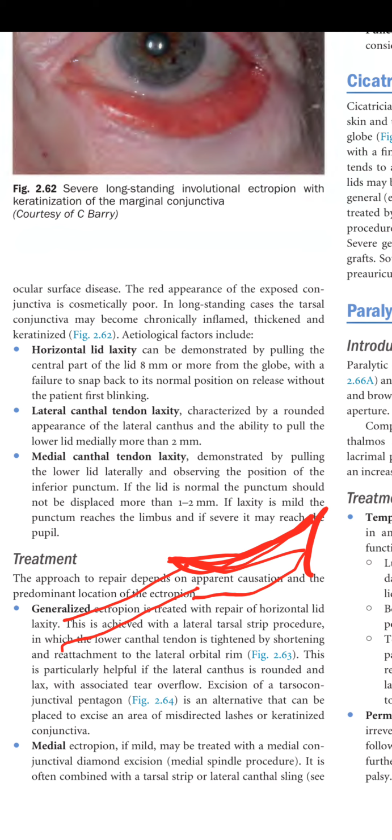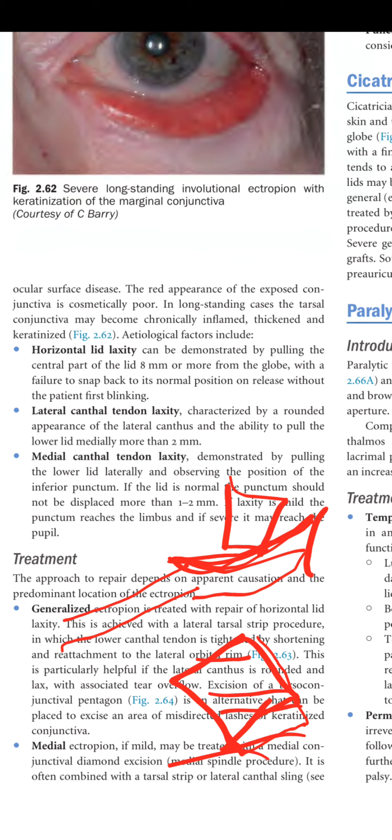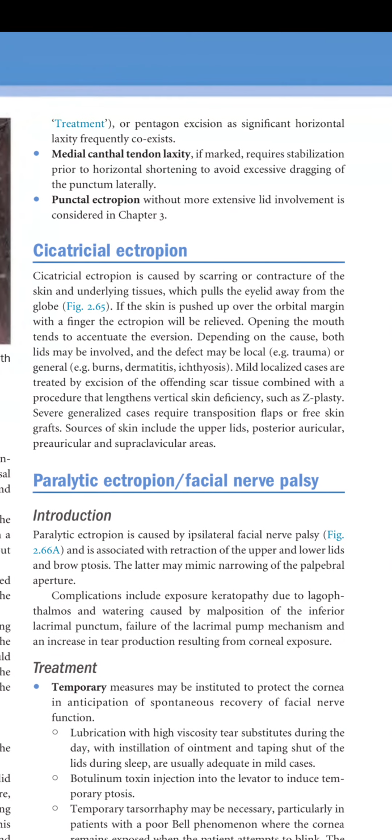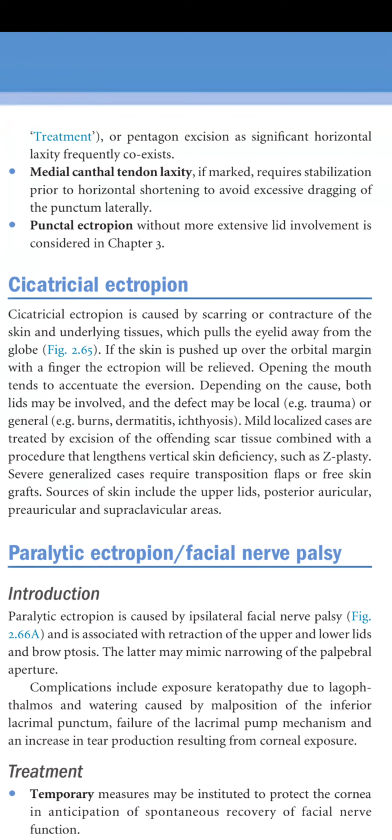In that case, what you do is the medial conjunctival diamond excision, which is also known as the medial spindle procedure. You make a diamond shaped cut in the conjunctiva for the laxity, and when you excise the conjunctiva, you suture the remaining part of the conjunctiva. Sometimes it is also done with the lateral tarsal strip procedure, because horizontal lid laxity often coexists. Medial tendon laxity, if marked, requires stabilization prior to the horizontal shortening to avoid excessive dragging of the punctum laterally. Punctal ectropion without more extensive lid involvement is considered in chapter 3.